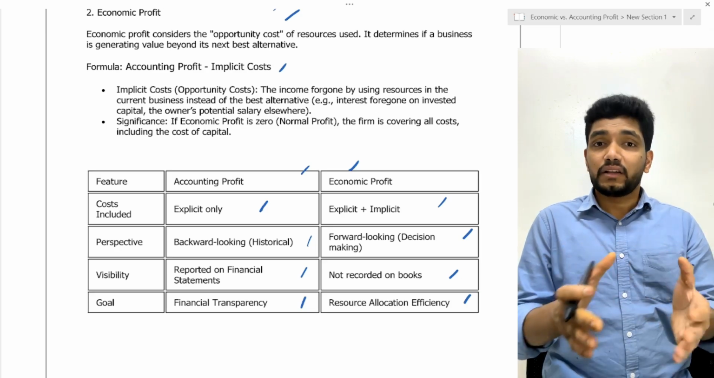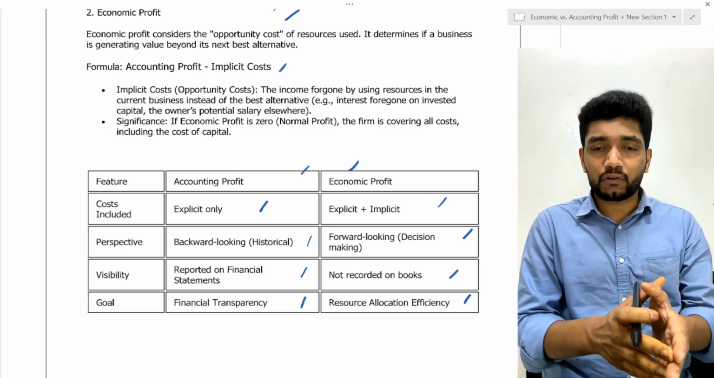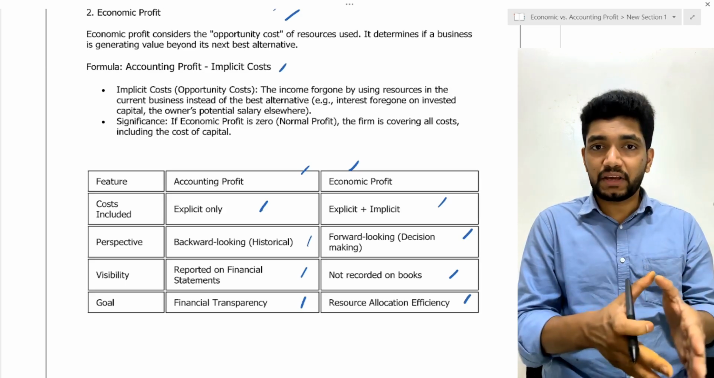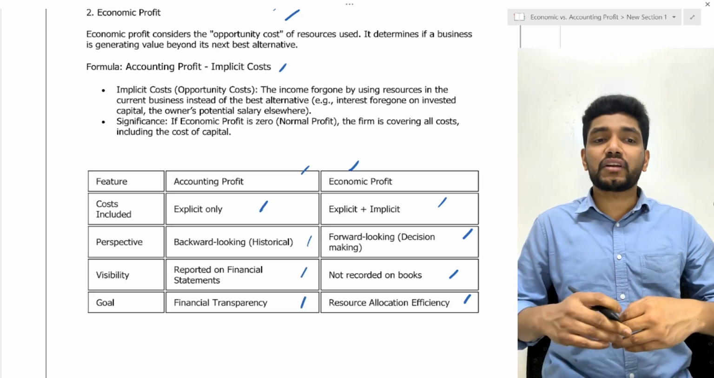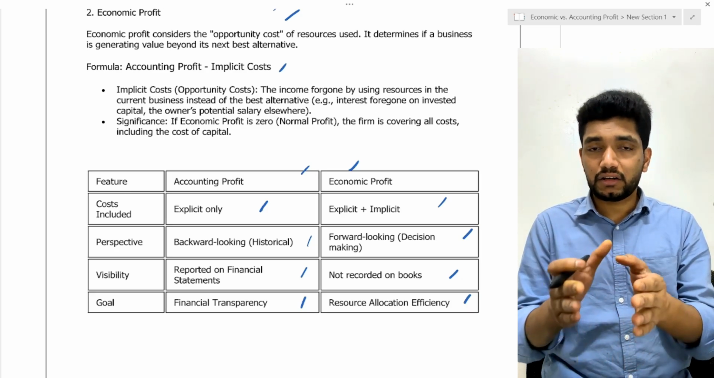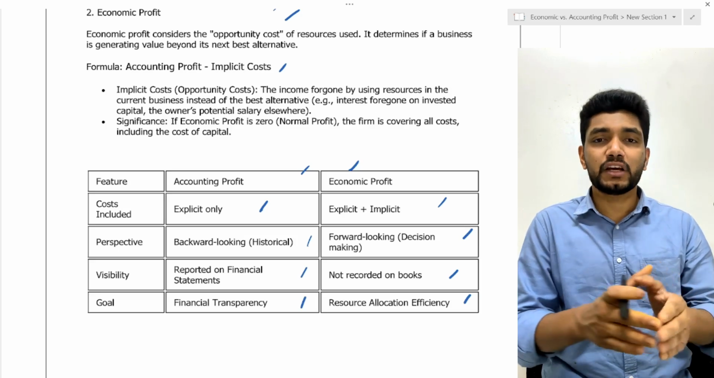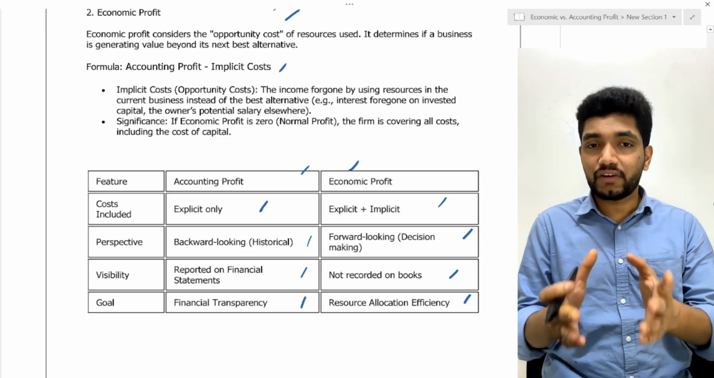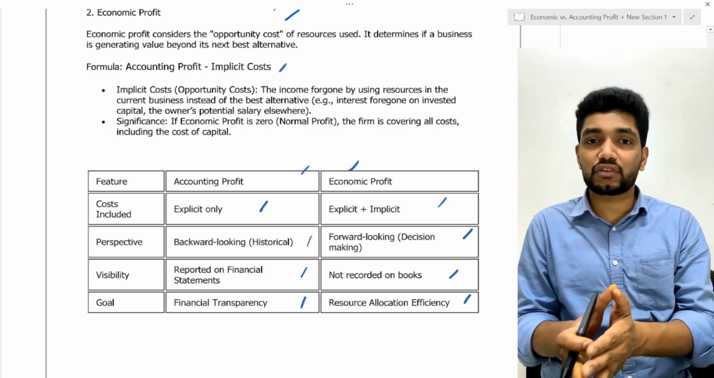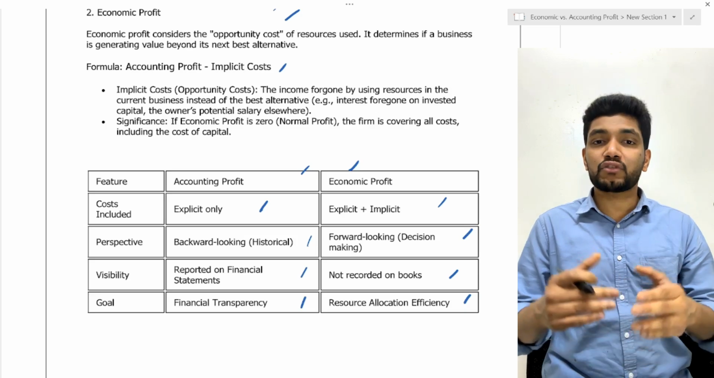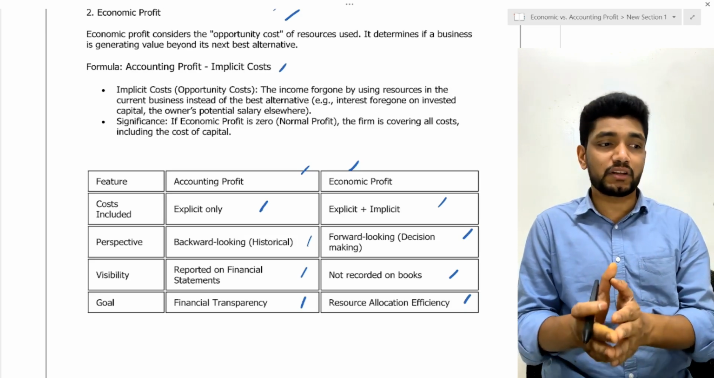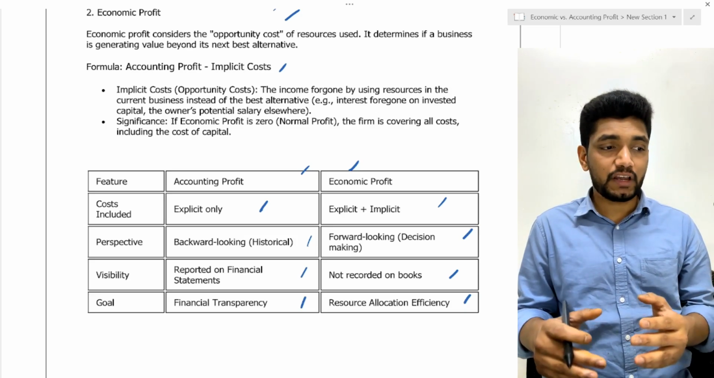Accounting profit is mainly for accounting recording purposes, keeping a historical record. But economic profit considers the implicit cost as well, which helps companies make various decisions, such as whether an investment is feasible and what real value addition an owner or investor can expect from the investment. So this is economic profit and accounting profit.